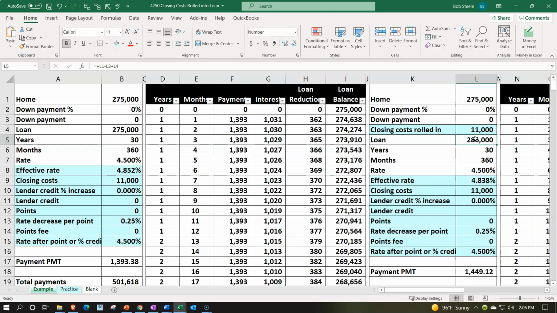Would that be a good, beneficial thing? Obviously, it would be beneficial to somebody if there's a cash flow situation up front and they're trying to close things with as little cash up front as possible, which is often a scenario. So we're saying here, scenario: we've got the $275,000 loan, 30-year, 360 months. We've got the 4.5 on the rate. And then we've got the closing costs.